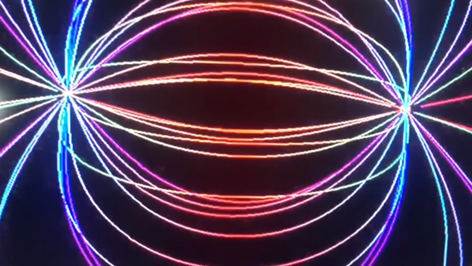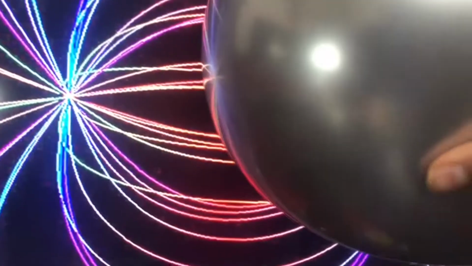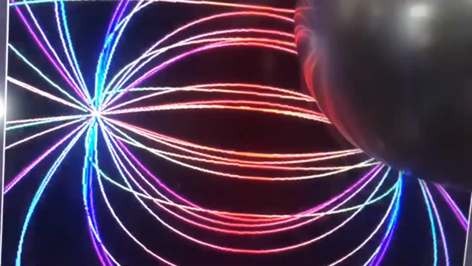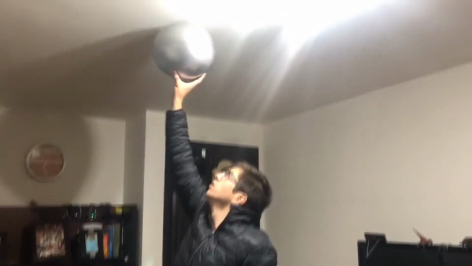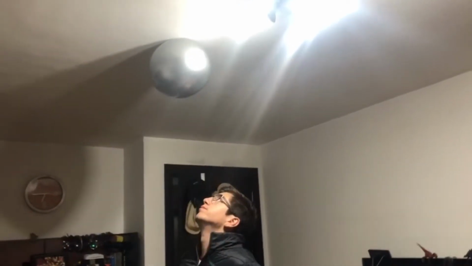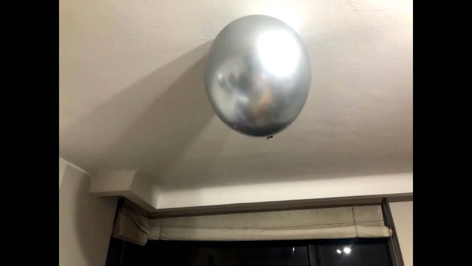Usually the most common way to charge a balloon is to rub it against our hair. A way to make this faster and more intense is to rub it against the screen. After rubbing for some time, the next step is to put the balloon against the wall, and it's going to stay stuck there. This happens because the balloon has a negative charge.